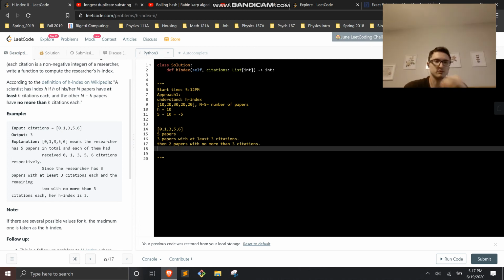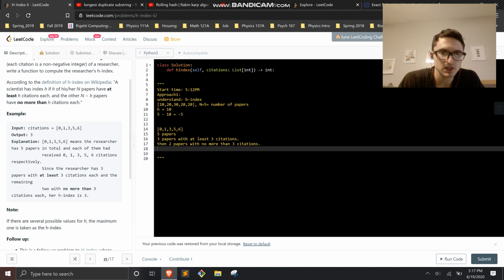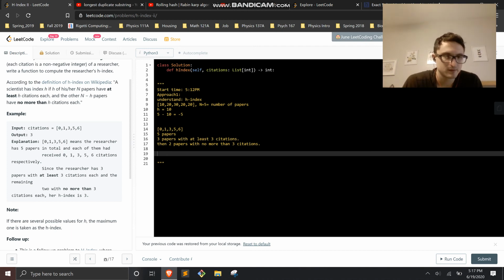This is very bizarre. Basically, if you look at 3, 5, and 6, these have at least 3 citations. Then take n minus the 3, and you get 2. So you need to have 2 papers with no more than 3 citations. So using 1 would have not worked, because there would have been 4 papers. Actually, wouldn't 1 work? So 1 would work as well.